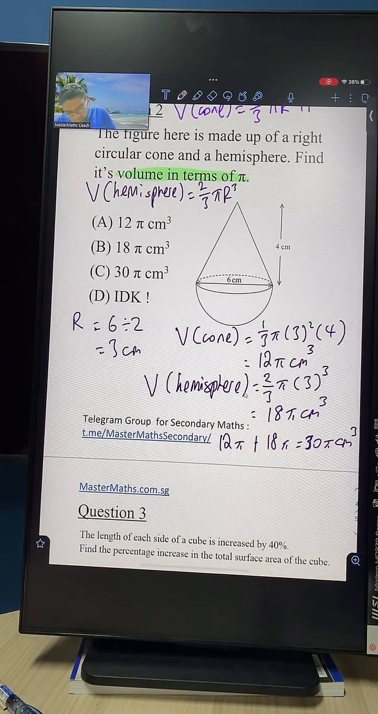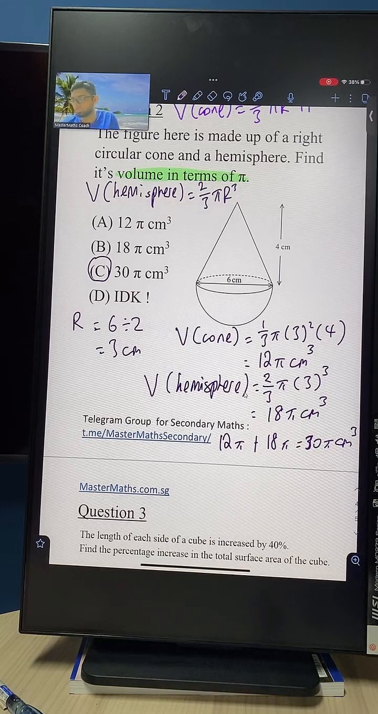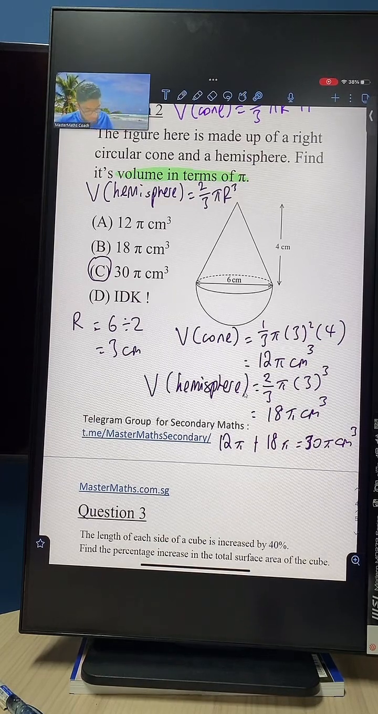Now, very thankful for this question. You know why? 12 pi plus 18 pi gives you Dominoes. Fantastic. Making me hungry. I have yet to have dinner today. You know, 30 pi, guys, answer for this.